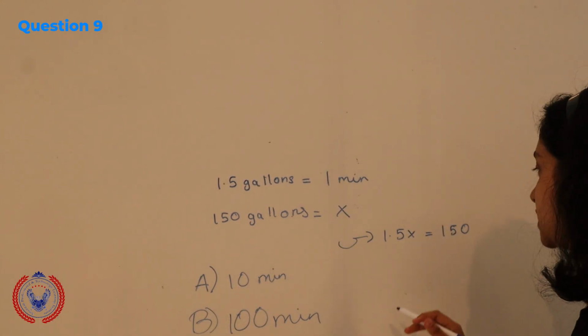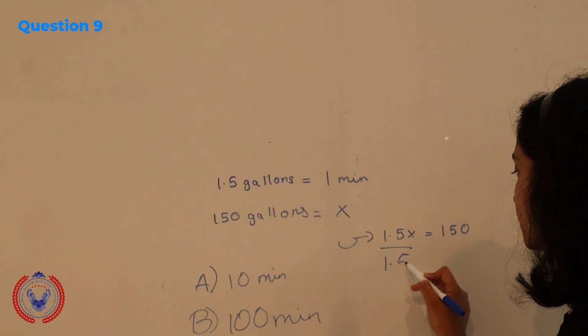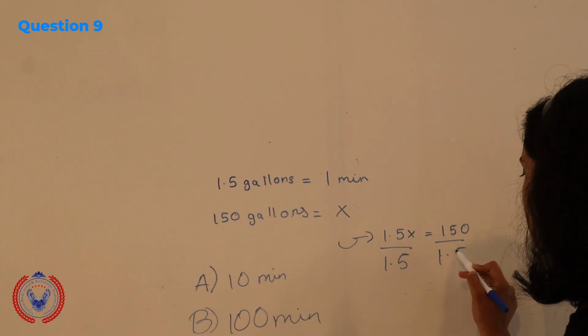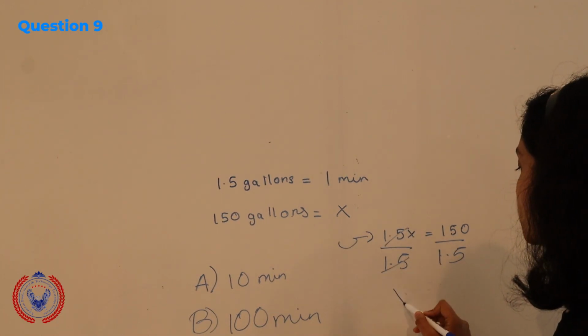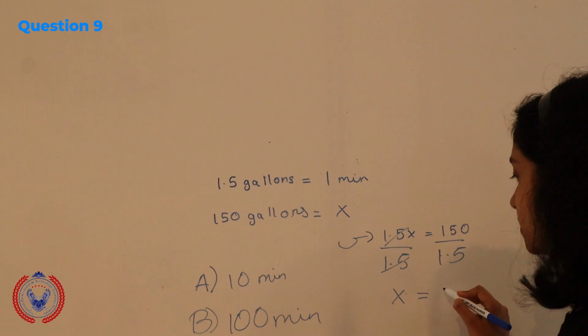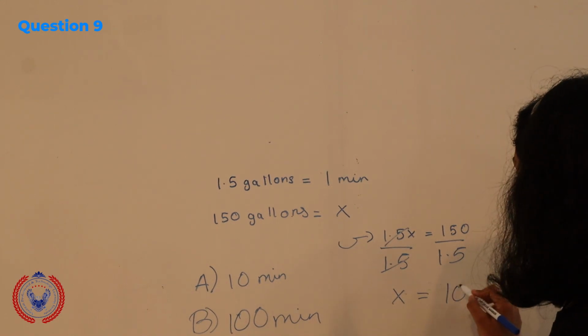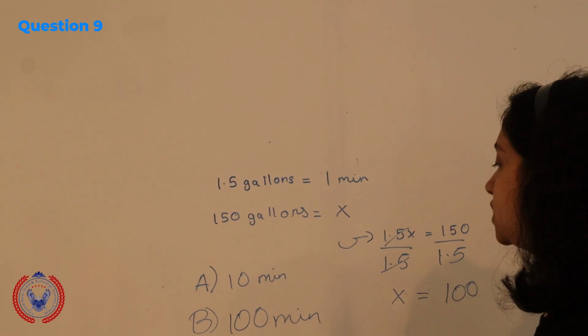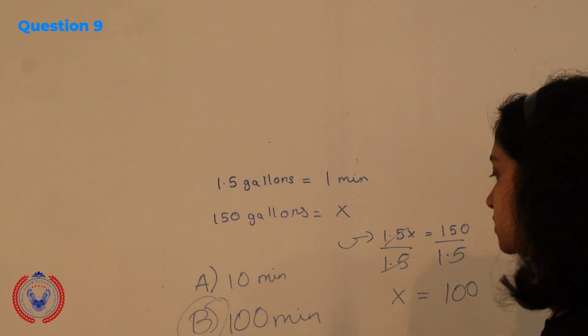Now, I'm going to isolate x. So I would divide by 1.5 on both sides. That would give me x, which would be equal to 100. Hence, my answer here is B, 100 minutes.